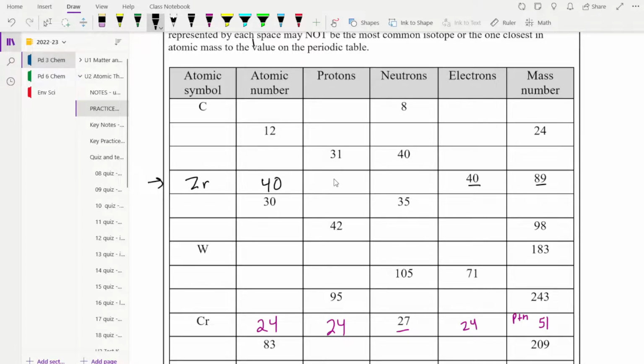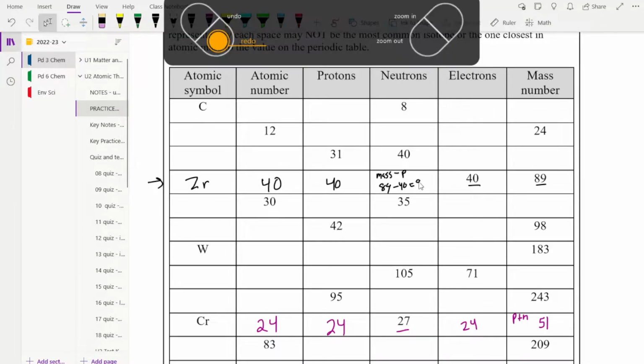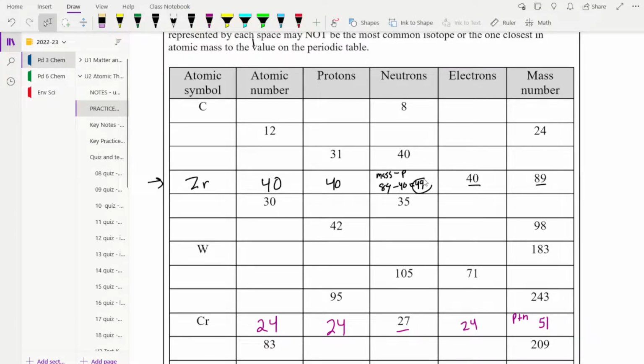Number of protons always equals the atomic number. The number of neutrons, though, is the mass number minus the number of protons. So if we know the mass number is 89 and it has 40 protons, that means it must have 49 neutrons. We already know electrons and protons. That's an example of one.